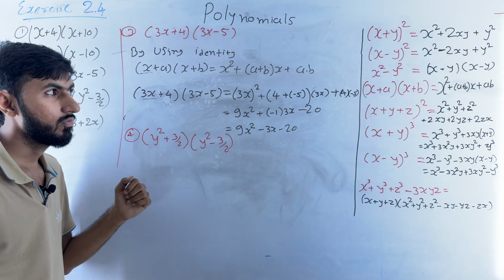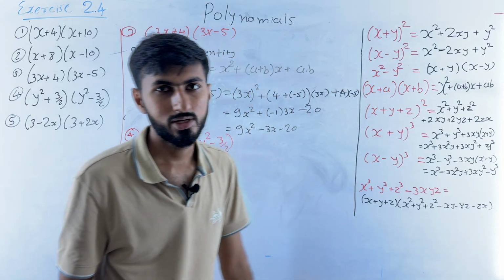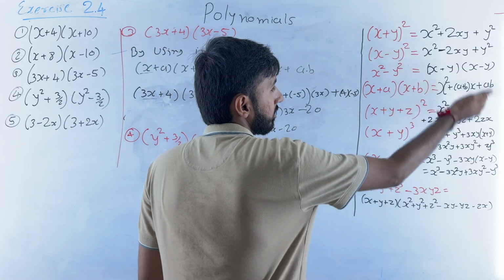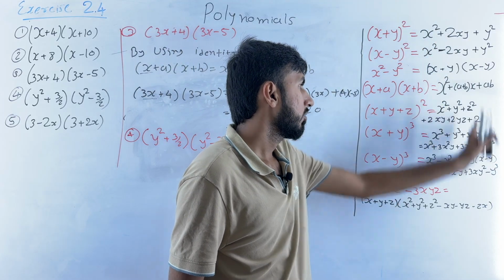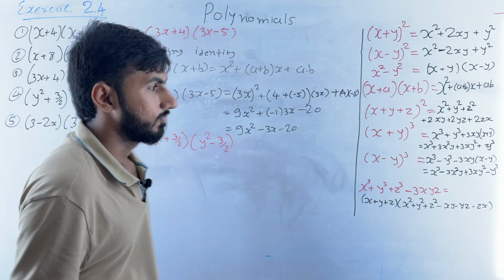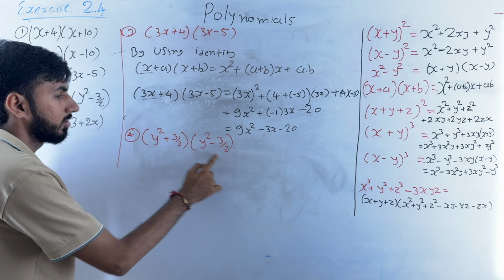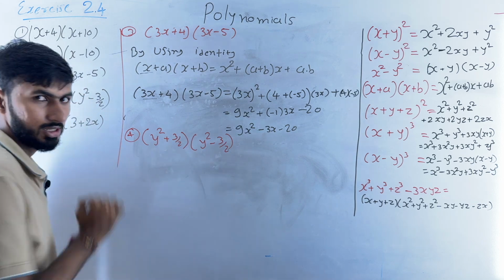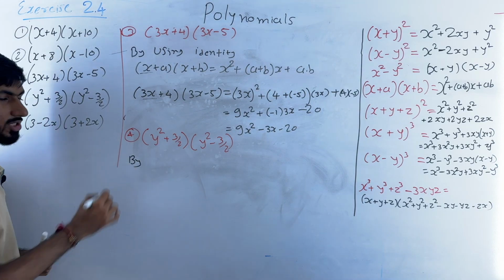So this is an identity of the type x plus y and x minus y. The question can be asked in the reverse direction also, so you also have to remember all these identities in the reverse way. So the question is y square plus 3 by 2, y square minus 3 by 2. You have to use the identity x plus a, x minus a. You have already done this type of question in standard 8.